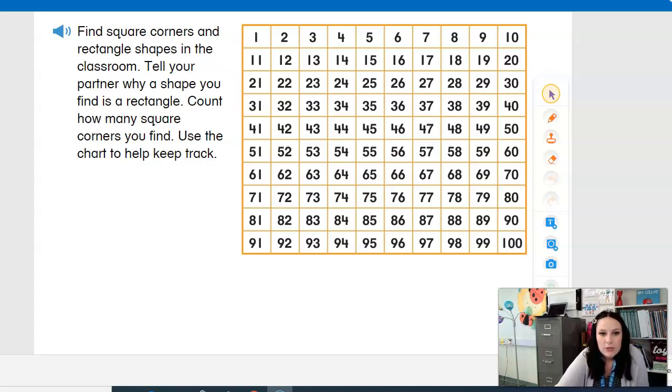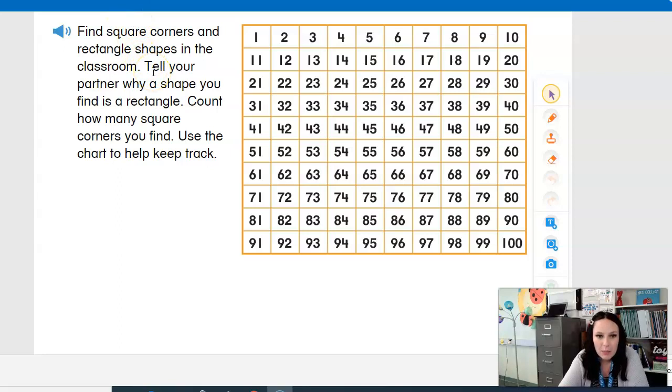So this wants us to find square corners and rectangle shapes in the classroom. Tell your partner why a shape you find is a rectangle. Count how many square corners you find. Use the chart to help keep track. Well, since our learning is just a little bit different, we're going to have to change these instructions. We aren't all in the classroom, but I am, so we can just look at the things that I find and then work together.